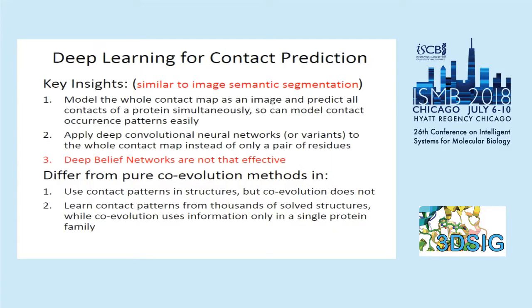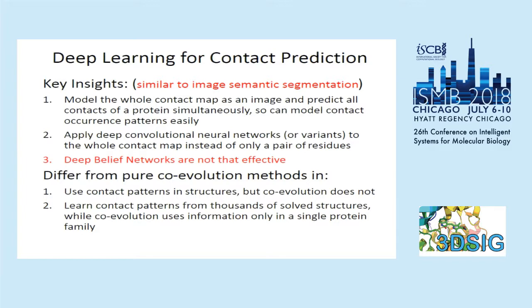In this paper, we published some key insights about contact prediction. First, we model the whole contact map as an image. We predict all contacts of a protein simultaneously. In this way, we can model contact occurrence patterns easily. You can interpret the contact occurrence pattern as a structure motif. Then we apply the deep convolutional neural network to the whole contact map instead of just a pair of residues. By doing this, we can significantly improve the contact prediction.